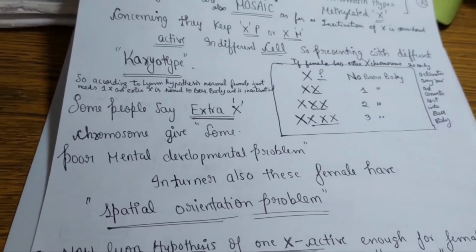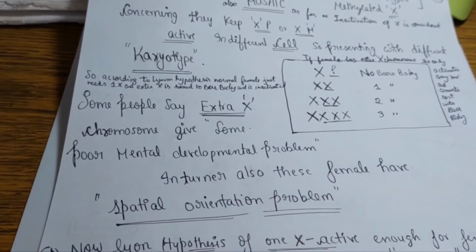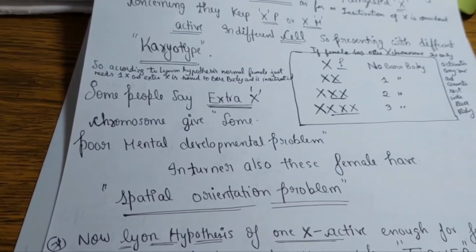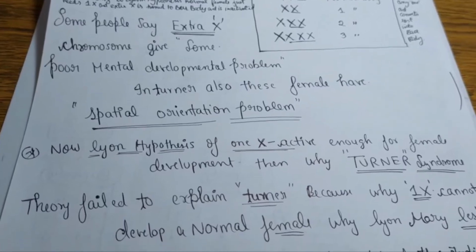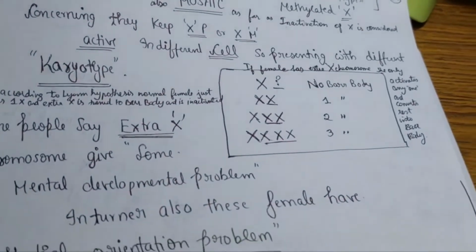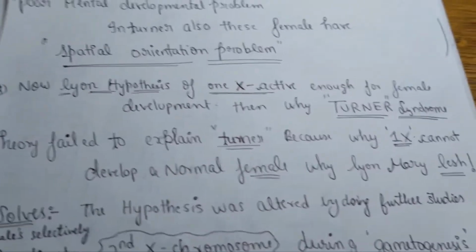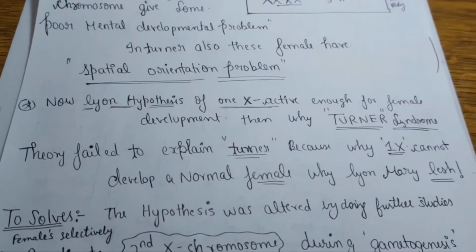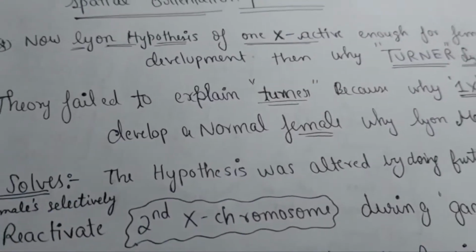So the question here is that, according to the Lyon hypothesis, one X is normal and enough for the development of a normal female, and the other is converted to a Barr body. But why do we have Turner syndrome? Because Turner syndrome, in the classical case, is 45,XO. So why do people suffer from Turner syndrome? They only have one X now, and that one X should be enough for their normal functioning. But no, they get Turner syndrome.